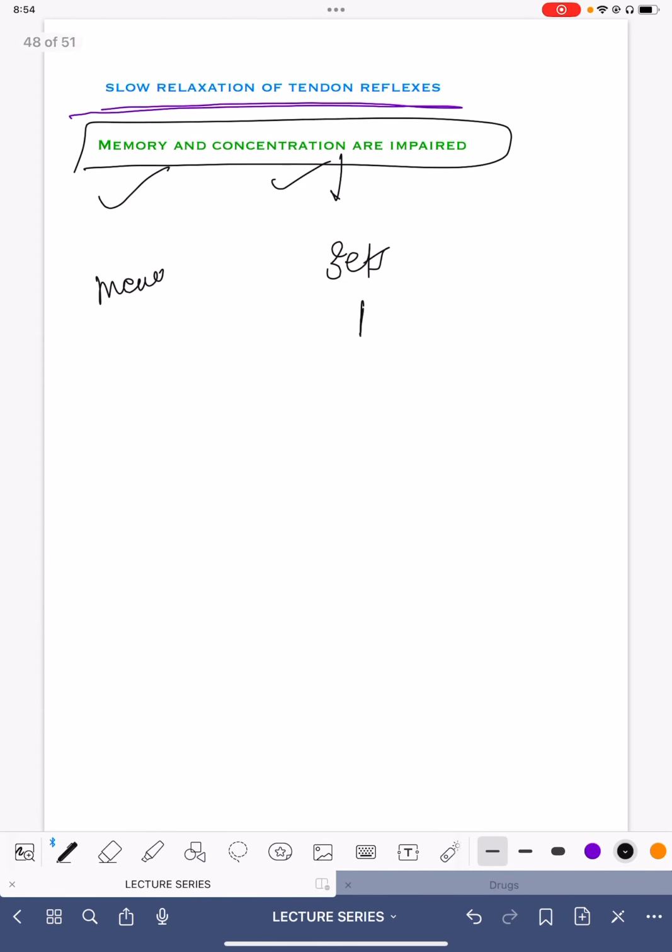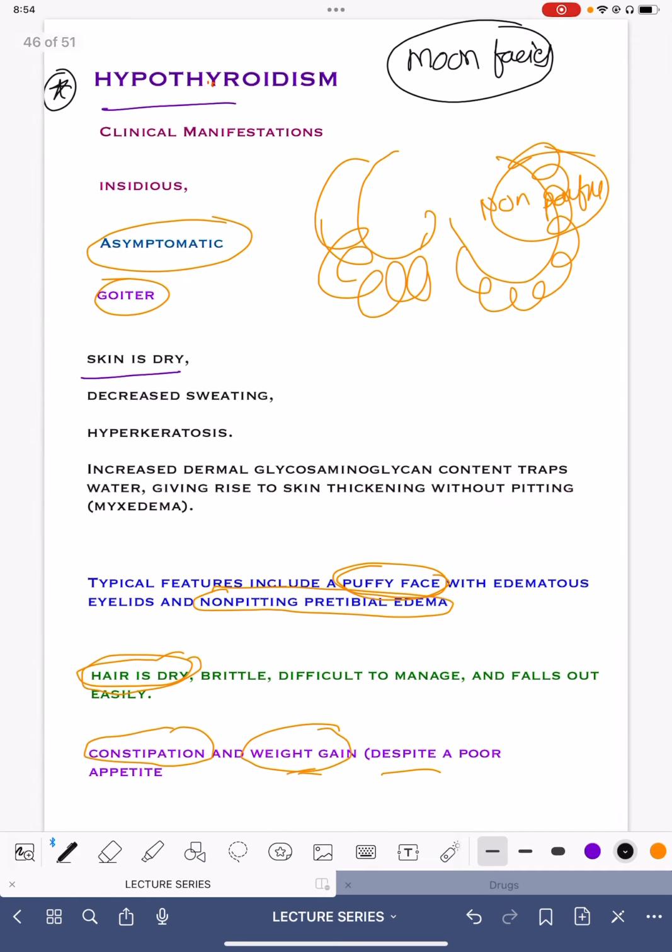So these were all about the symptoms of hypothyroidism.